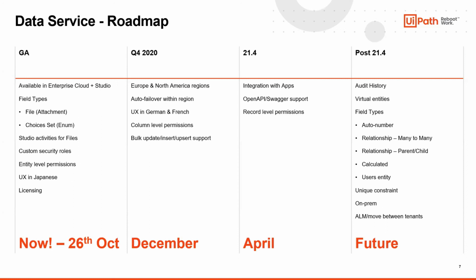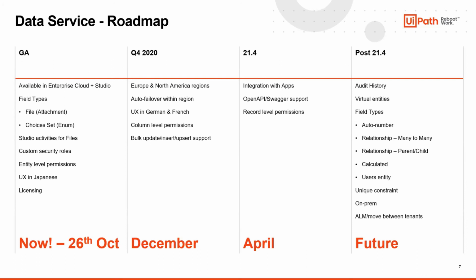This is to support the promise which Ted and Param have talked about, that one of our main focuses next year is to increase the reliability of our services significantly in cloud. We will have the UX supported in German and French as well. Column level permissions will be available, and we'll have bulk update, insert, and upsert support both inside of API and our activities. Beyond that, the big things are we will have integration with apps available in the first quarter. We'll have open API and Swagger support available, and record level permissions available in the first quarter.